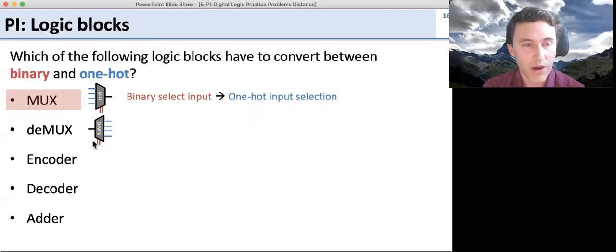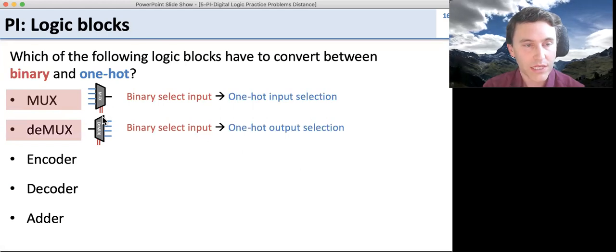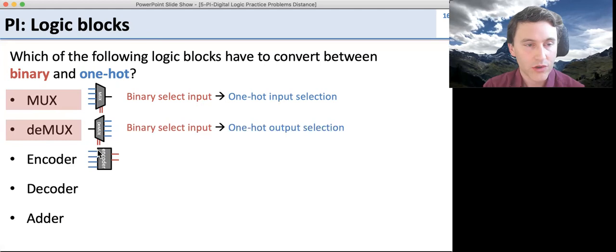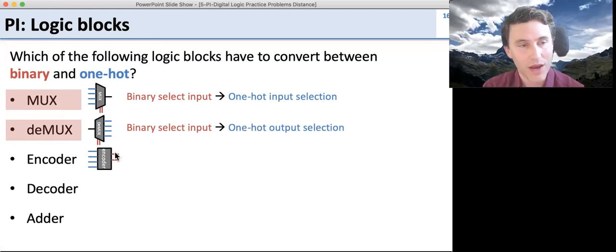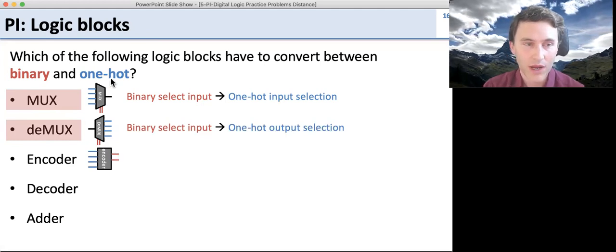And again, you have a binary select here. So this binary select is going to choose which one of those are. Now we have an encoder. Well, an encoder takes a one-hot signal and converts it to binary. So it's certainly going to convert between binary and one-hot.